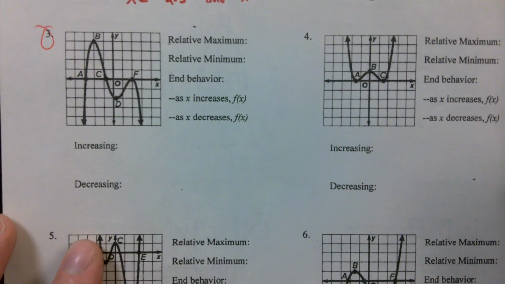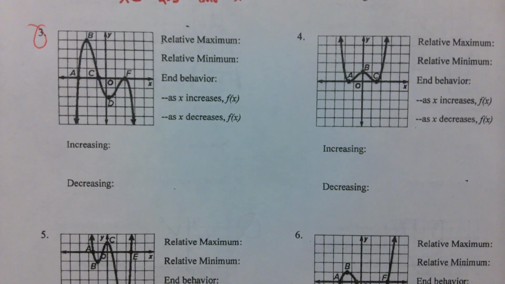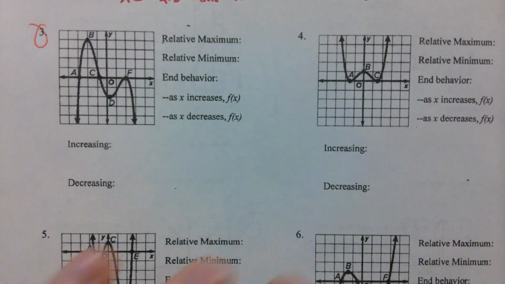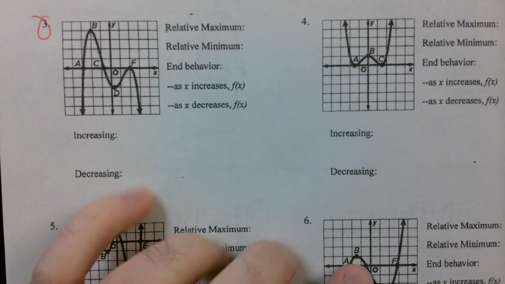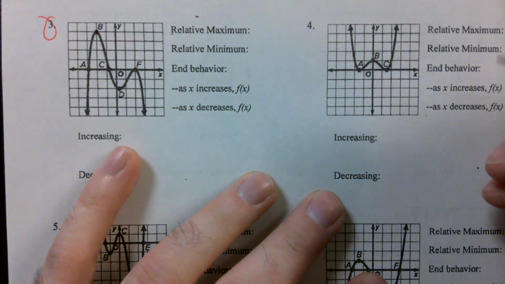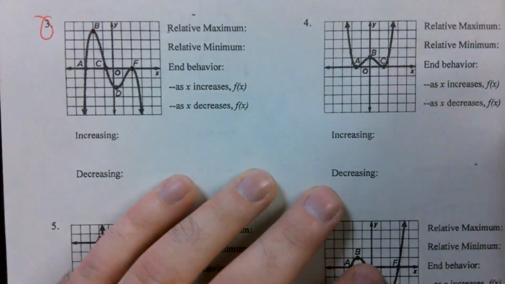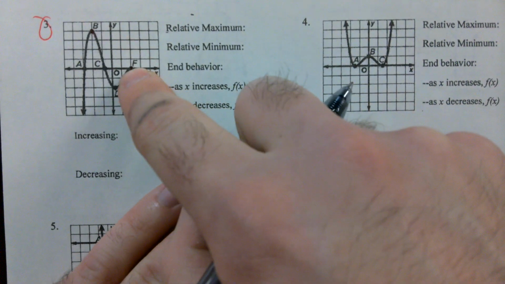There's a lot going on in number 3. Where are my maximum, just letter-wise, not coordinate-wise right now? What letters represent my maximums here? B. Yeah, Tristan. B and F. You got 2 of them. All right, we got 2 little bumps on the top.